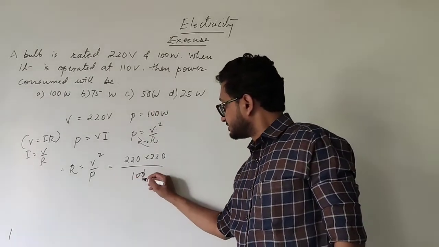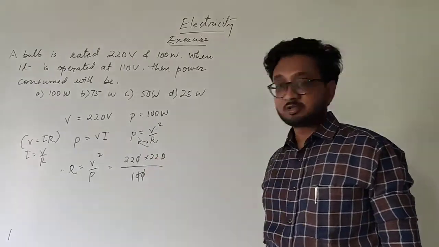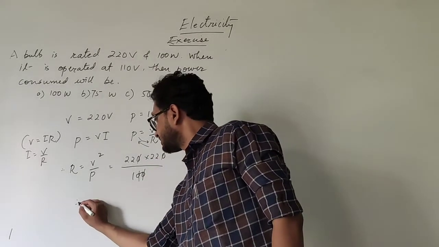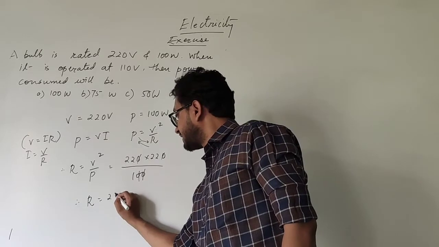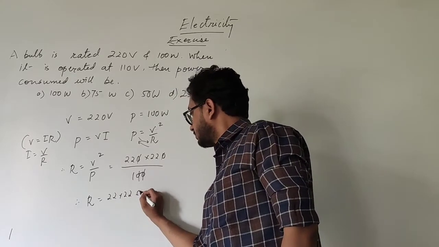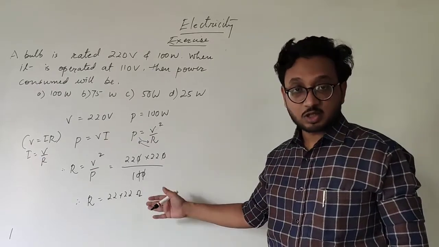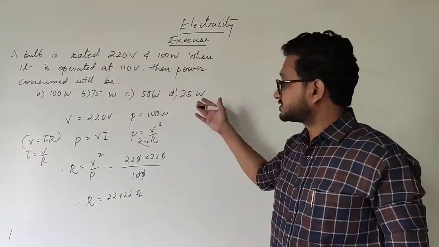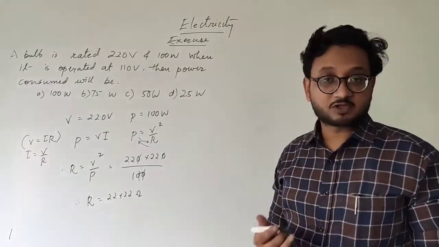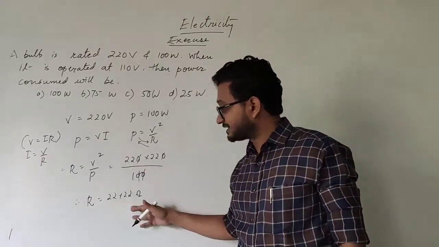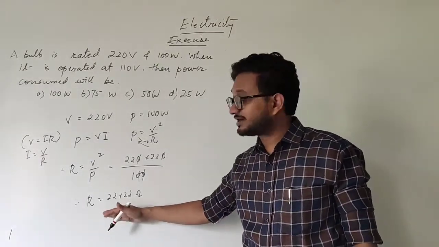Okay? Zeros cutting like this. So what you get? Resistance R is equal to 22 into 22 ohms. Now remember one thing, you can multiply them and solve it, but this is a multiple choice question. In order to solve the question quickly, you don't need to find the resistance. Okay, you can keep it as it is.